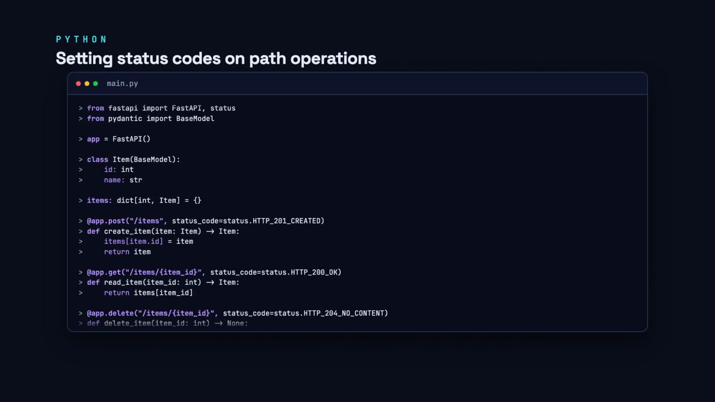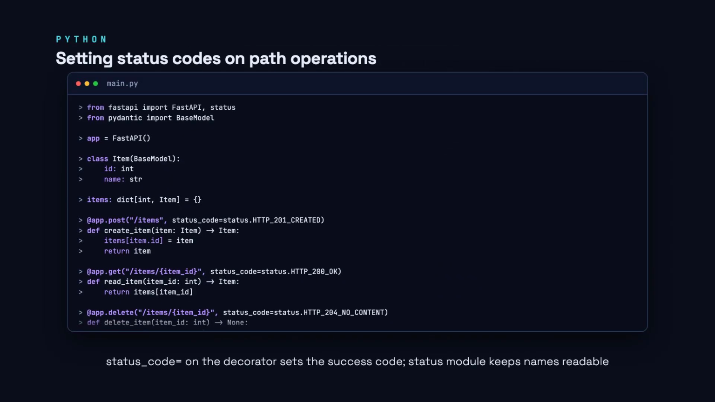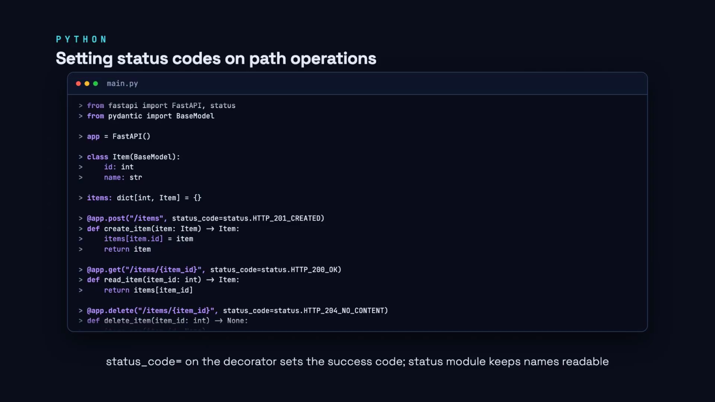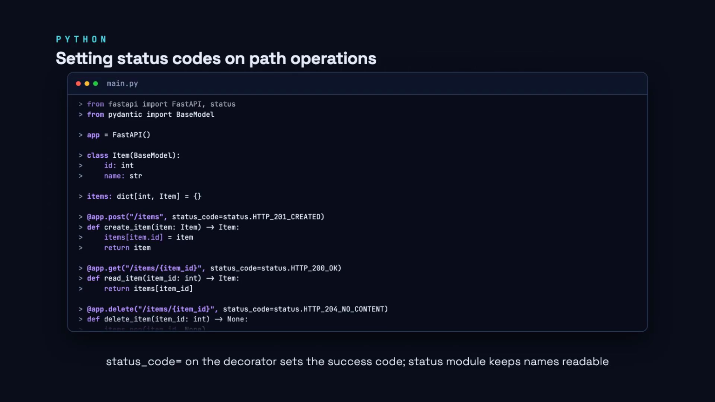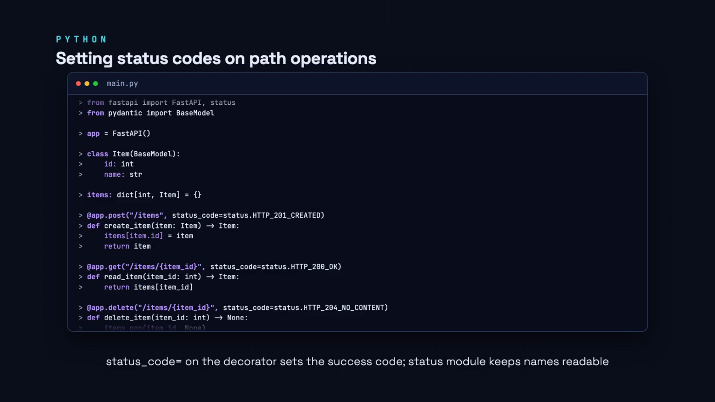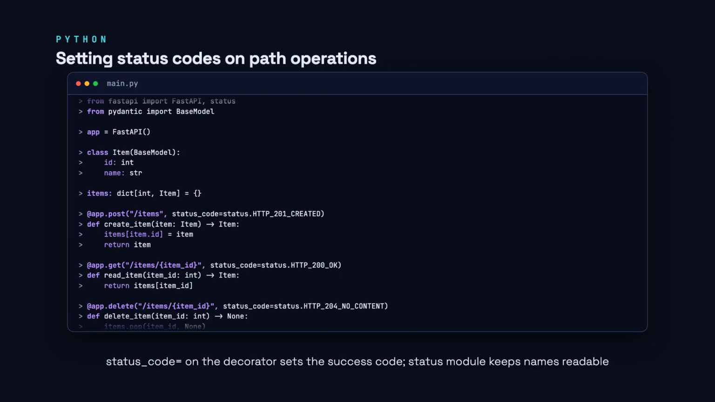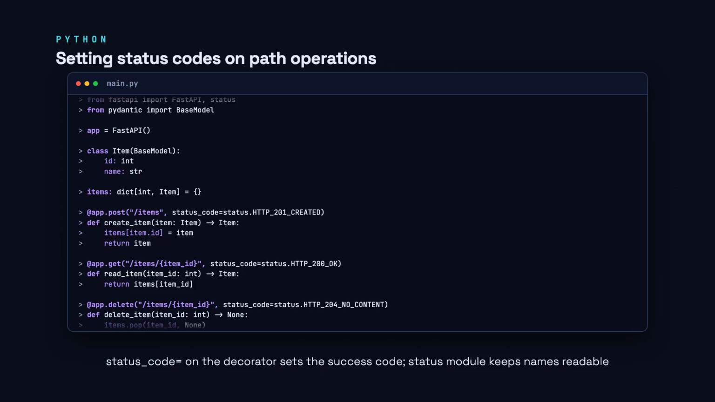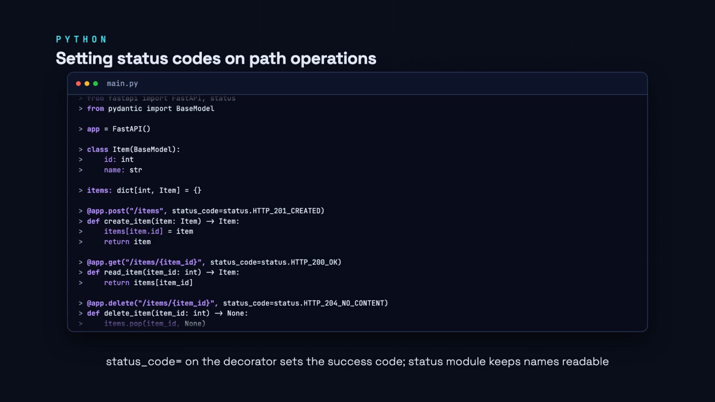At the top, we import FastAPI and the status module, plus BaseModel from Pydantic. The Item model defines the shape of our data. The create_item function is decorated with @app.post, and we pass status_code=status.HTTP_201_CREATED. That constant is just the integer 201, but named, so its meaning is obvious. When a POST succeeds, FastAPI sends 201. The read_item endpoint uses 200, which is the default, but declaring it explicitly makes the intent clear.